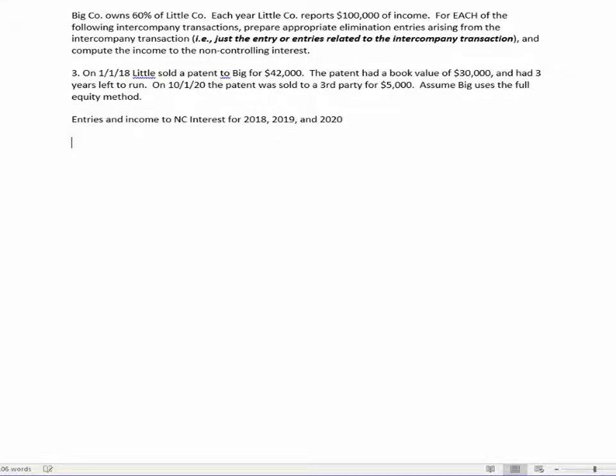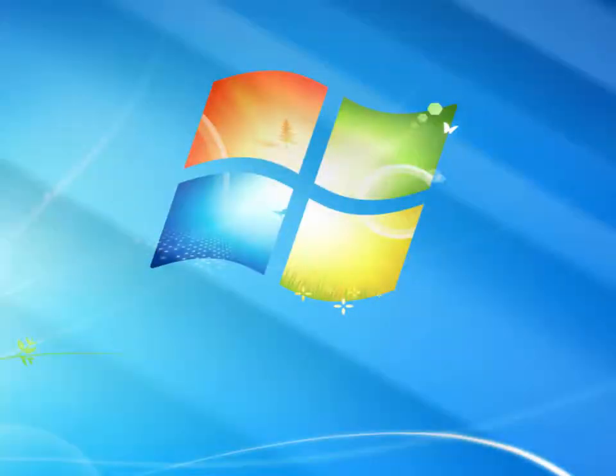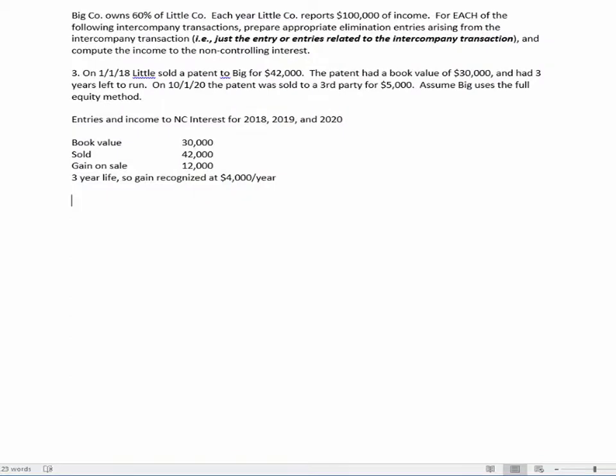So again, first thing we do is compute the gain or loss on sale. Book value $30,000, sold for $42,000, gain on sale $12,000. It has a 3-year life, so the gain is going to be recognized at $12,000 over 3 years, $4,000 per year. Okay, so in the first year, 2018, the first order of business for our elimination entries is to eliminate that gain on sale that's being reported on Little's income statement and restore the patent to its true beginning of year book value.